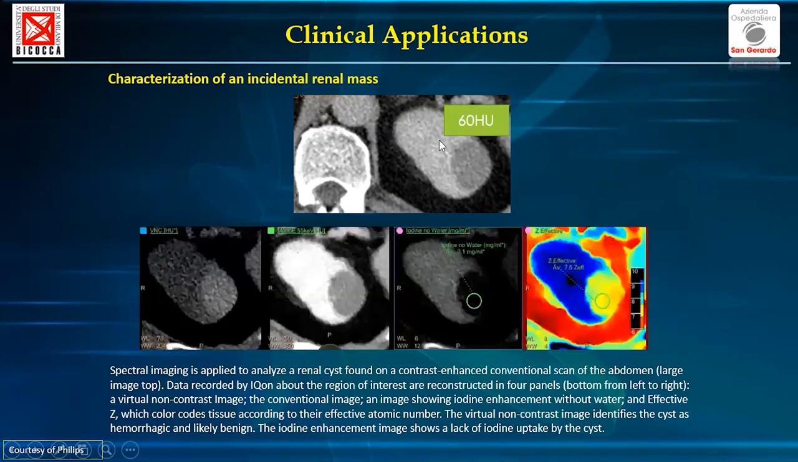But now we can create the material decomposition. We can derive the virtual non-enhanced CT scan, and we can appreciate the hyperattenuating alteration in line with blood content, no iodine uptake. And so now we are really sure about the benign diagnosis of complicated hemorrhagic cyst.